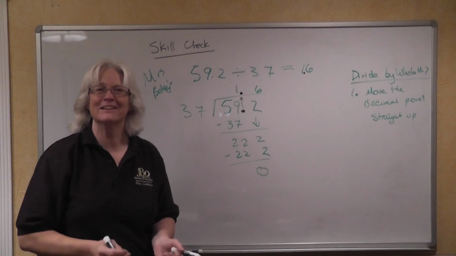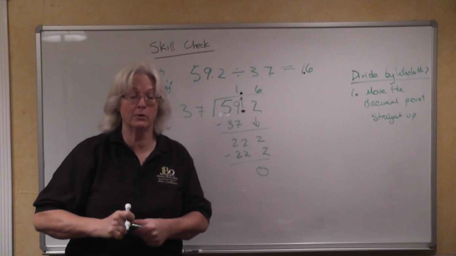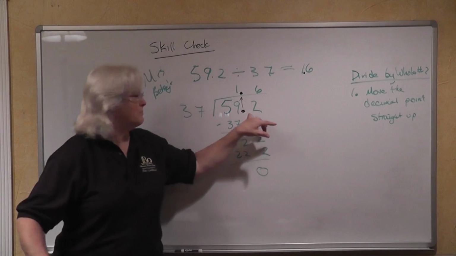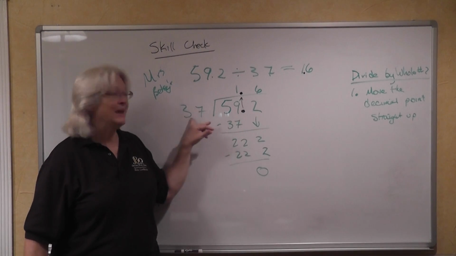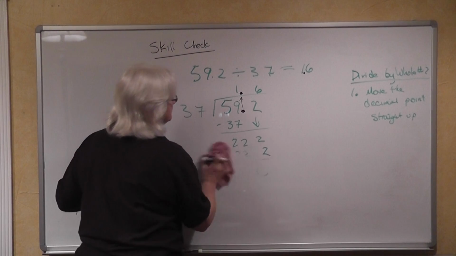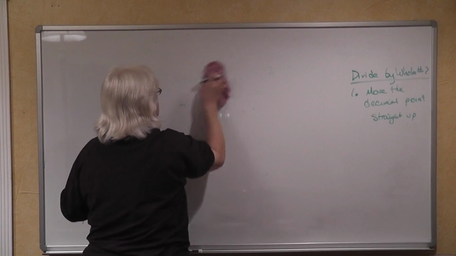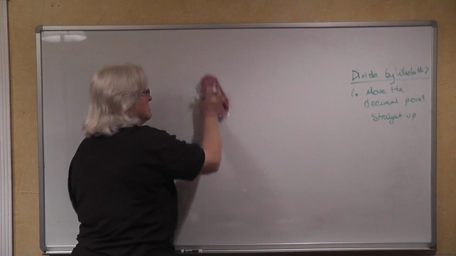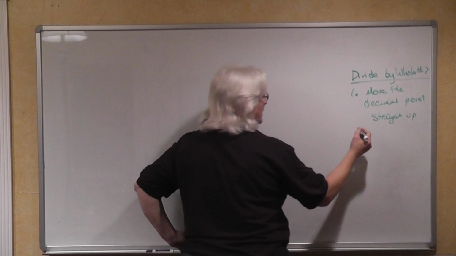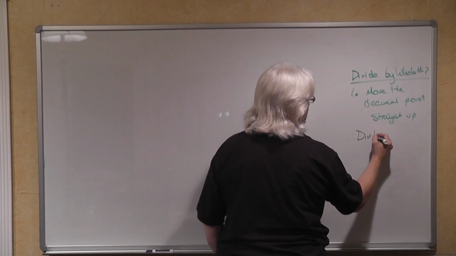Okay? Now let's go back and finish the remaining examples in our book where we have both the dividend and the divisor having a decimal point in them. We had our first example over here that tells us if we're going to divide by a whole number, we simply move the decimal point straight up.